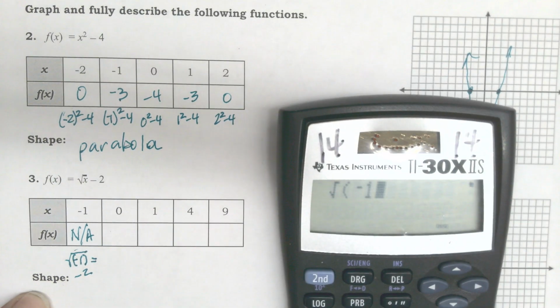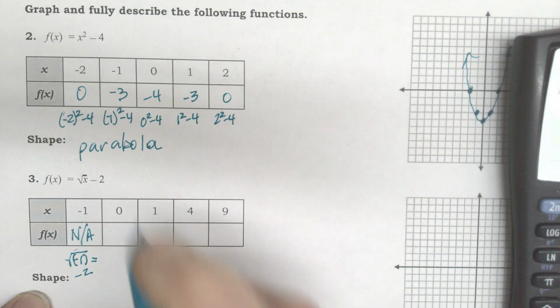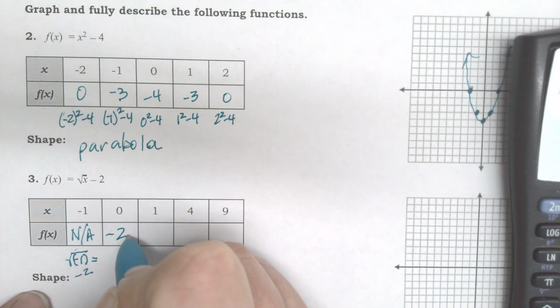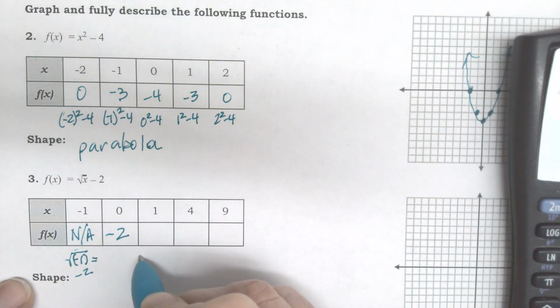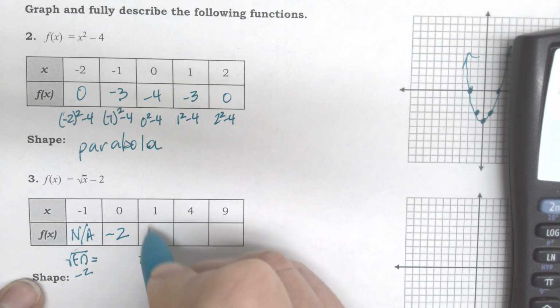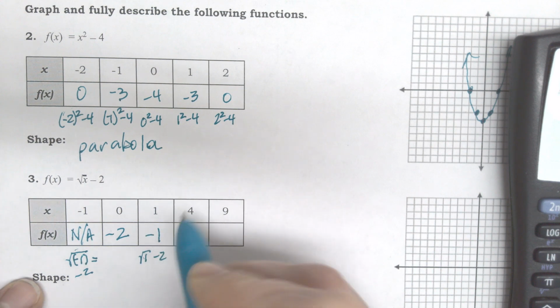I would do second square root, 0, end that parenthesis, -2. Oops. Get my answer, -2. Then I do the square root of 1. Square root of 1 minus 2. Square root of 1 is 1. 1 minus 2 is -1.